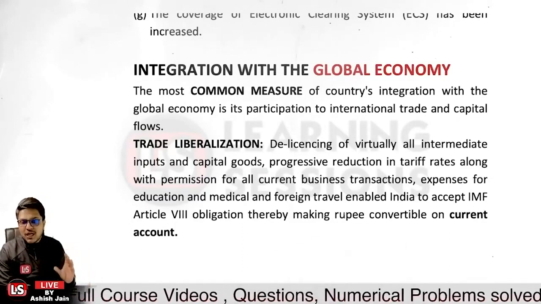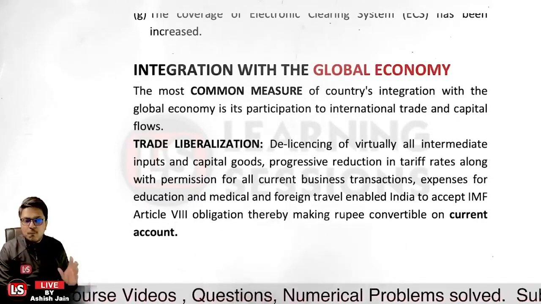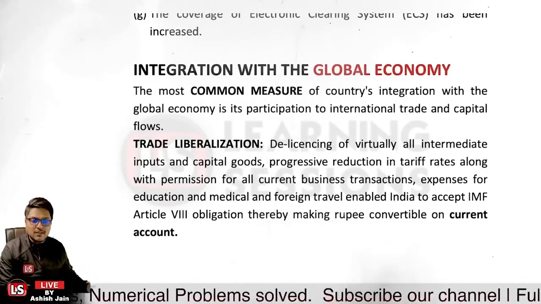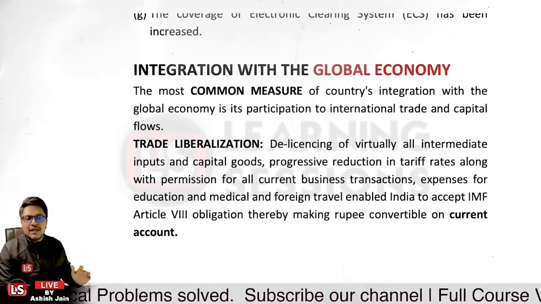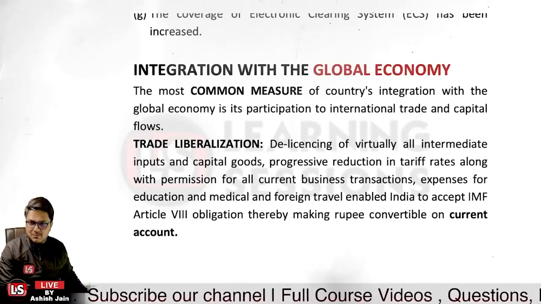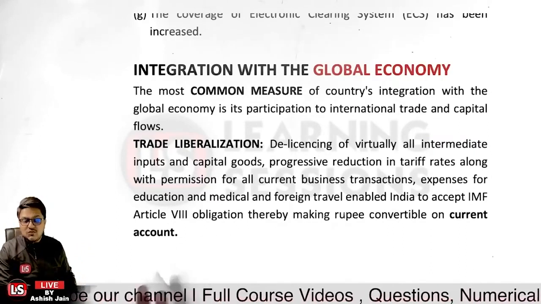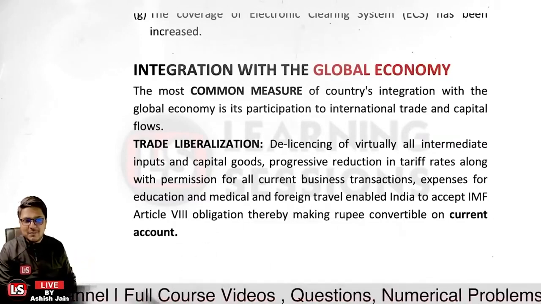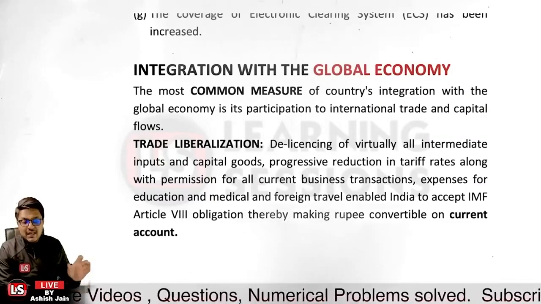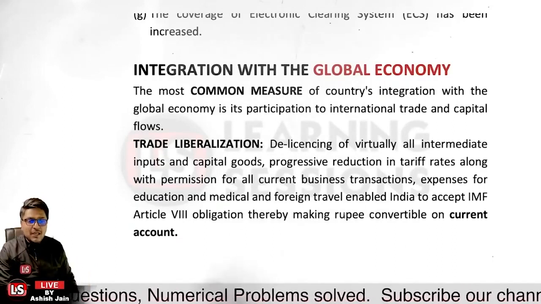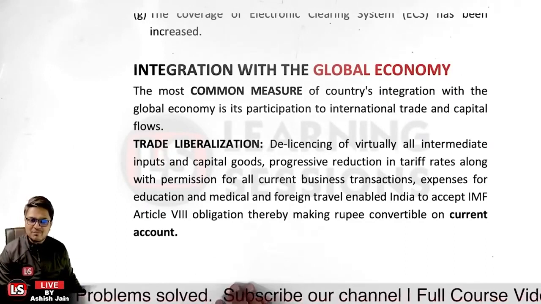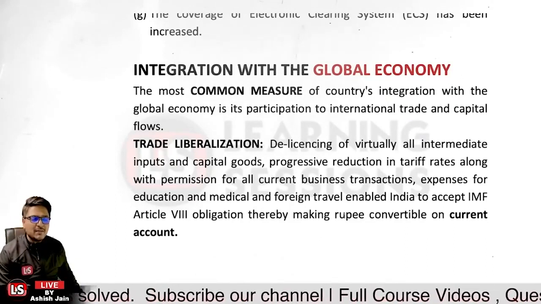I already told you that for current account transactions, the rupee is fully convertible, and for capital account transactions, the convertibility is partial, and it is now relaxed. Okay, and expenses for education, medical, foreign travel have enabled India to accept the IMF Article 8 obligation. All the expenses related to current account transactions are now fully convertible, thereby making the rupee convertible on current account. Is that clear? That is related to Article 8 of the IMF. You must be aware of that.